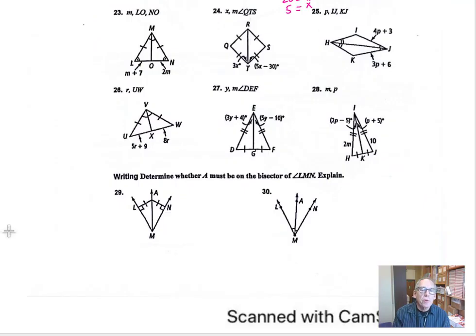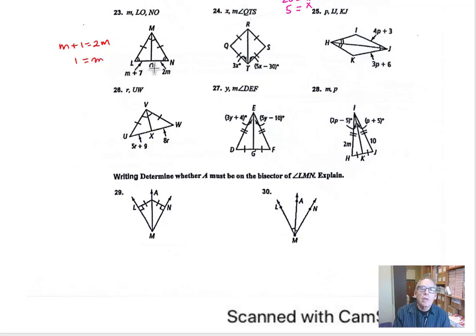Take a look at 23. Find M. These two segments are congruent to each other since we have a bisector. It's actually going to be a perpendicular bisector. So M plus 1 is equal to 2M. Take M away from both sides. M is equal to 1.